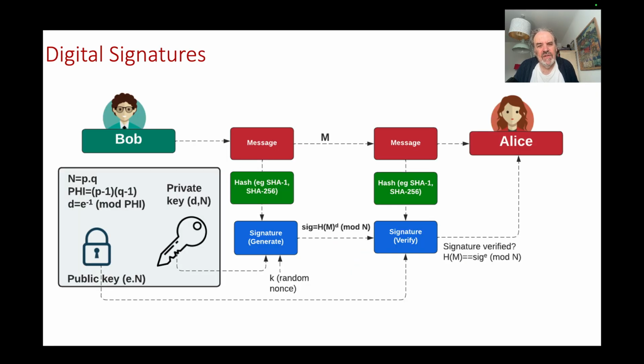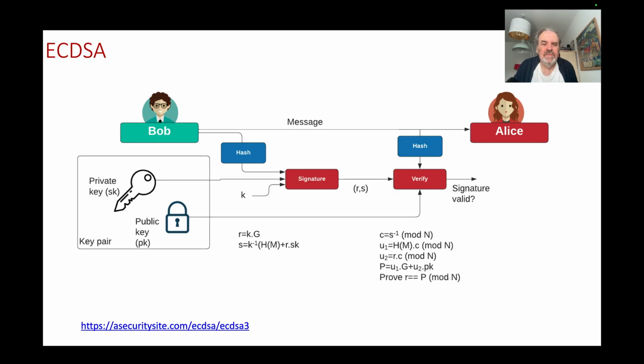So this leads us on to digital signatures. With this, we can take a hash of the message and then we will generate the signature using the private key, and then it's the public key that's used to verify the signature. One of the most popular signatures, and increasing in its scope, is ECDSA, the elliptic curve digital signature algorithm. In this case, we use a private key along with a nonce value to create a signature, and that's then verified with the public key of Bob.